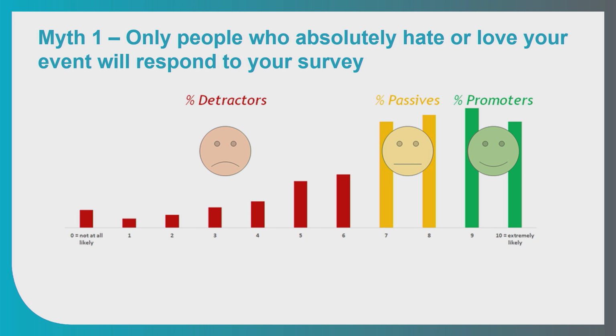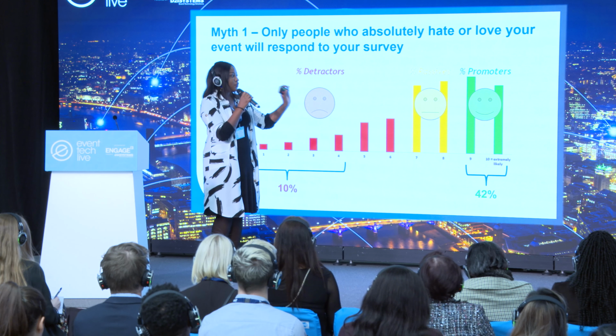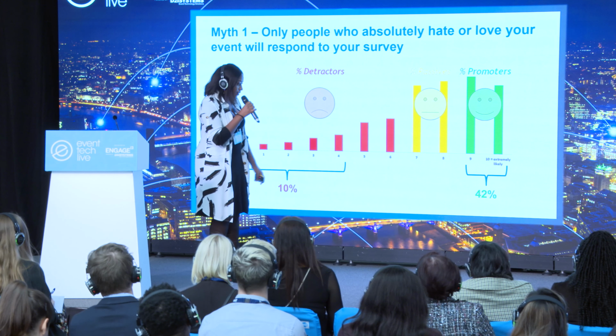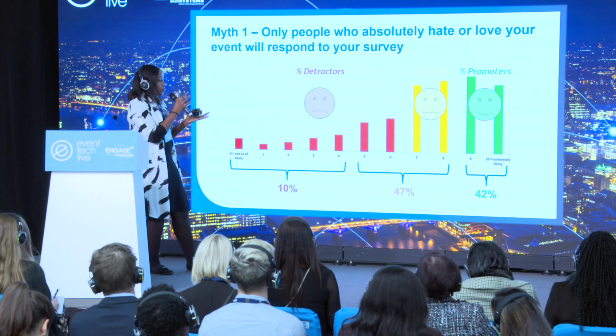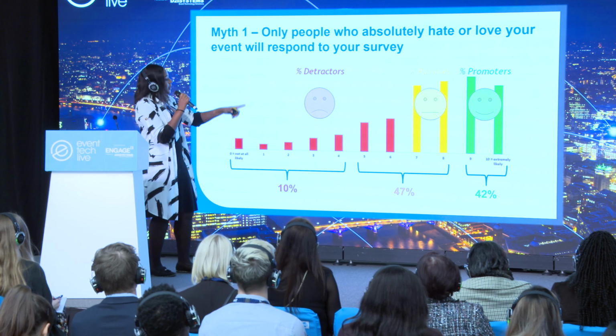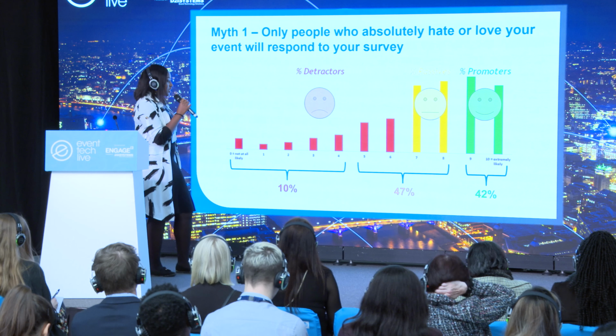And we found that 10% lie here as a rating of 0 to 4. So these are your die-hard haters, basically. And then we've got, up this end, 42%. So these are your absolute #1 fans of your event. They love it to bits. They shout about it all the time. But we actually found that the biggest segment was this middle part, so your passives. And this is the part that we're always concerned that surveys are missing out on, but we actually found it's the largest part of the data set.